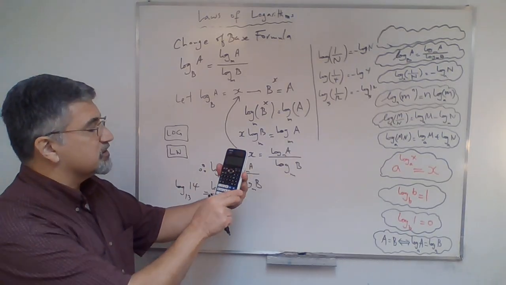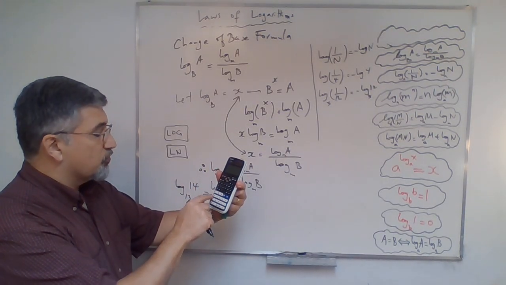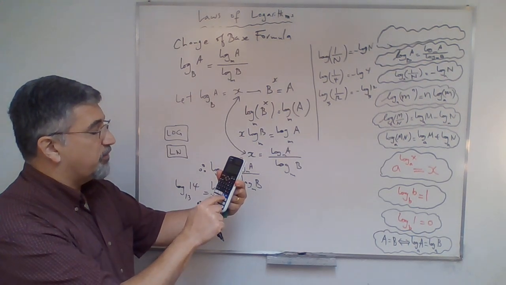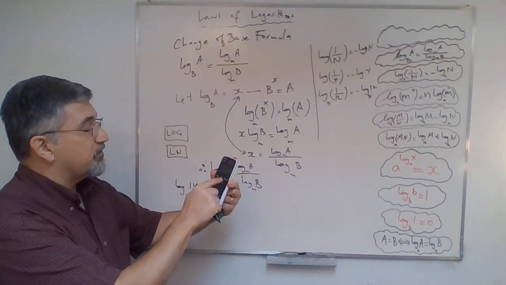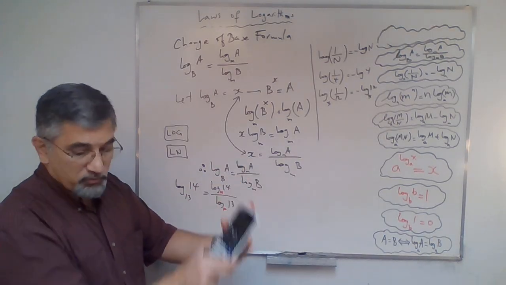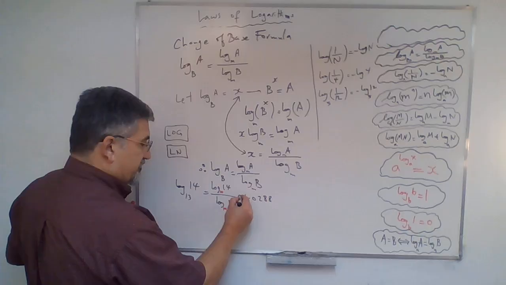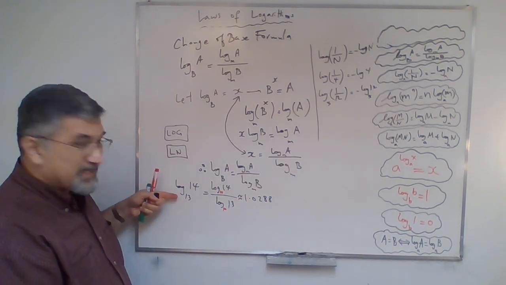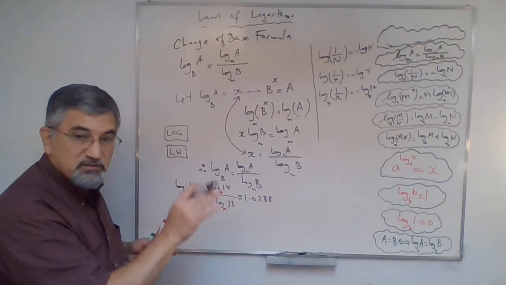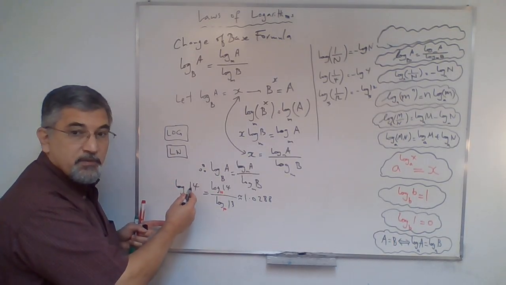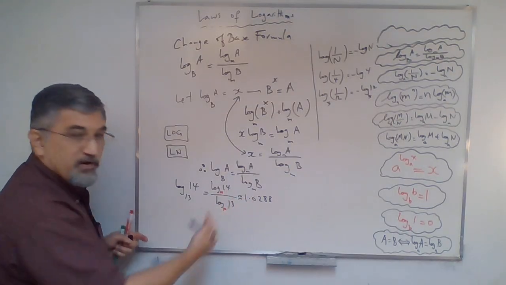I can do it with the calculator. So I go log base 10 of 14 and I can divide it by log, again, base 10 of 13, for example. And the answer would be 1.0288 roughly. So log of 14 base 13 would equal this number. But there was no separate button for finding logarithm of numbers with base 13 on the calculator, but I used this change of base formula to find the answer.